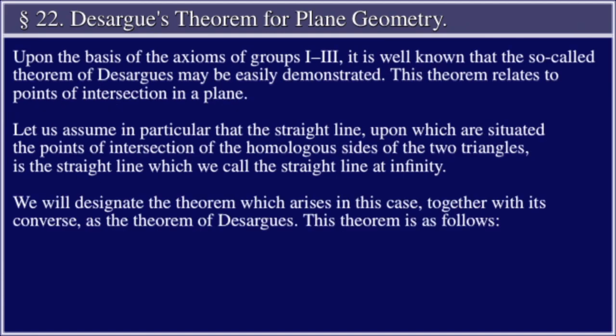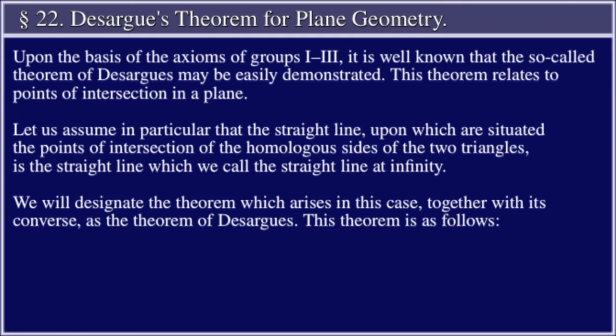Upon the basis of the axioms of groups 1 through 3, it is well known that the so-called Theorem of Desargues may be easily demonstrated. This theorem relates to points of intersection in a plane. Let us assume in particular that the straight line upon which are situated the points of intersection of the homologous sides of the two triangles is the straight line which we call the straight line at infinity. We will designate the theorem which arises in this case, together with its converse, as the Theorem of Desargues.